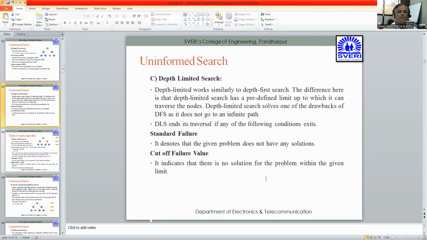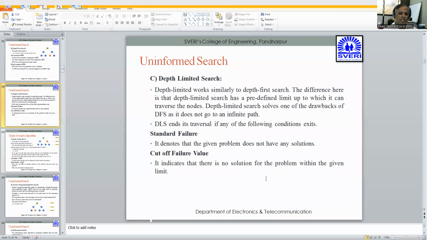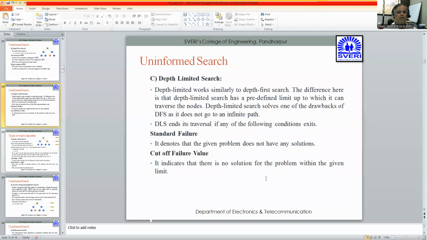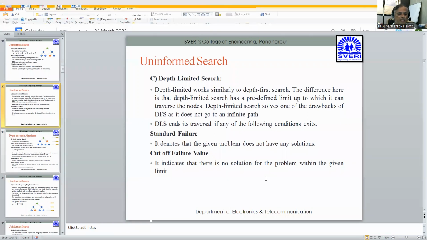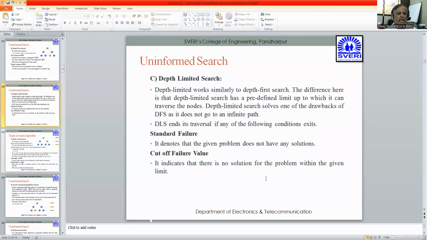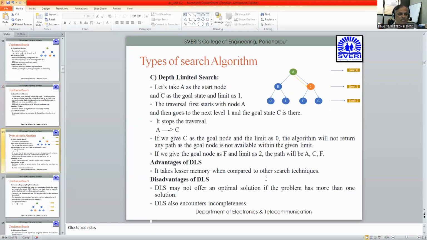So क्या डिफरेंस है इसमें, डेप्थ लिमिट सर्च में डीएफएस का जो इन्फिनाइट पाथ का जो इश्यू है वो रिमूव करता है। और दूसरी बात, the DLS ends its traversal if it follows one of the following conditions, that is standard failure, that means it denotes that the given problem does not have a solution, and second, cutoff failure, no solution for the problem within the given limit. So there are two different things that come here under standard failure and cutoff failure. So these are the things that depth limit search actually overcomes, especially of DFS.